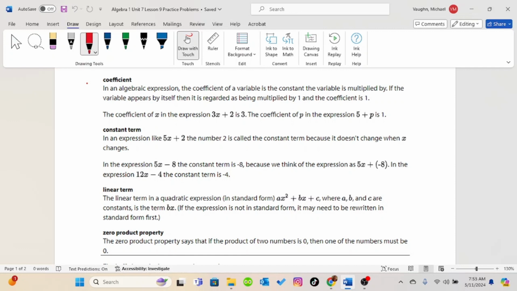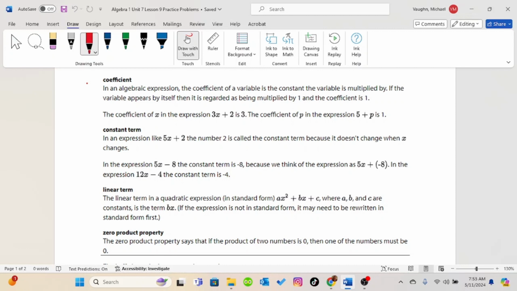The next is constant. Constant is a number that is not being multiplied by a variable. So as the variable changes, it doesn't affect the constant. In their example, 5x plus 2, the constant is 2. In 5x minus 8, the constant is negative 8. And in 12x minus 4, the constant is negative 4.